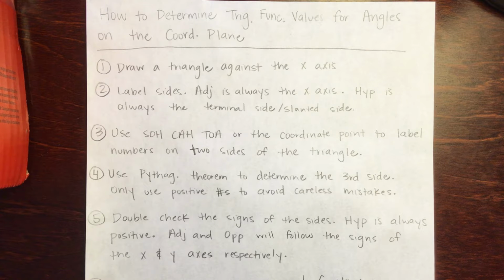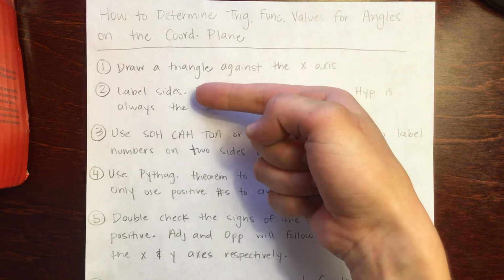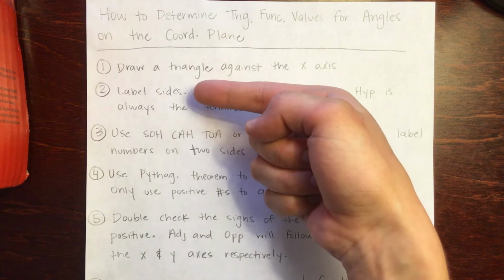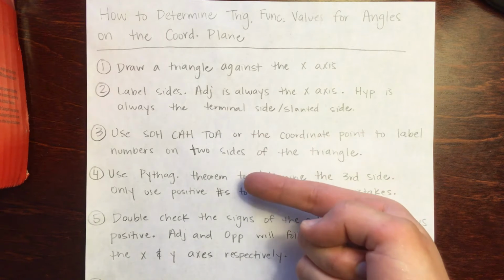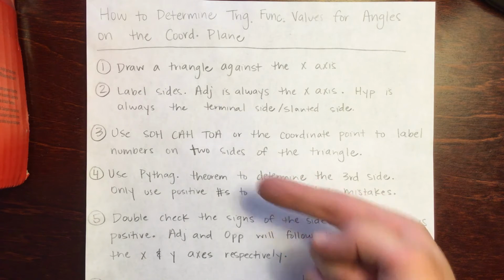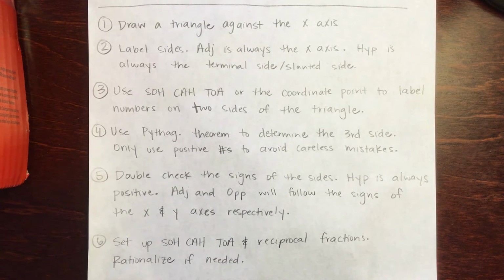Okay, so when we set up our SOHCAHTOA fractions in the past, we haven't been on the coordinate plane at all. So we have just drawn a triangle, labeled our sides, opposite, adjacent, hypotenuse, used SOHCAHTOA to label some numbers, use the Pythagorean theorem to find the third side, and then set up our SOHCAHTOA fractions. In the past, it hasn't really mattered how you draw your triangle.